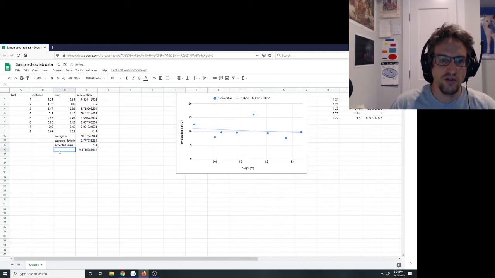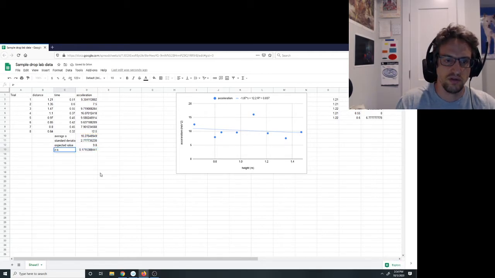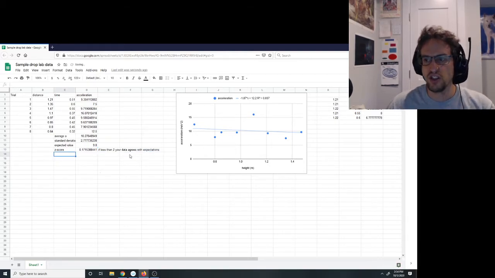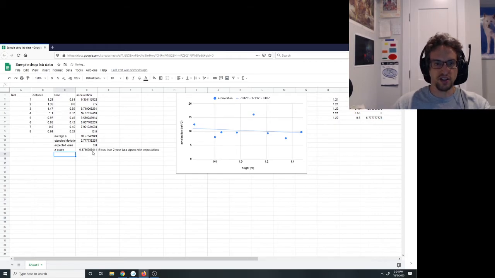If this value is less than 2, your data agrees with expectations. Okay? If it's more than 2, it doesn't. Let's just hope that you get less than 2.